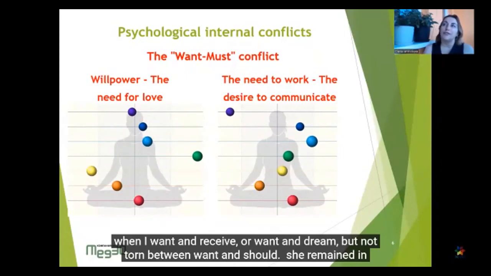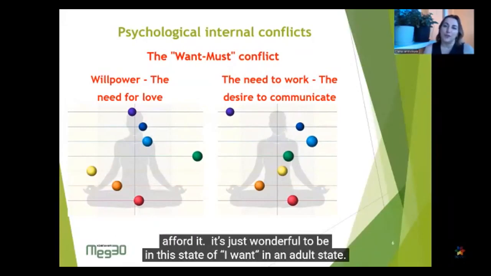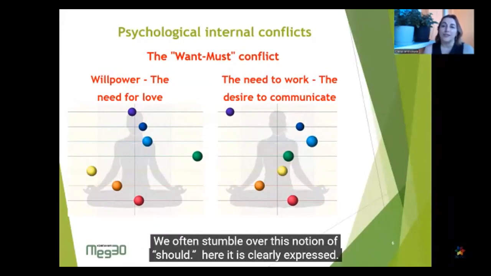Being torn between want and should. In childhood, when our parents were responsible for our lives, we could do whatever we wanted and afford it. It's wonderful to be in this state of "I want." But it's good to be in such a state when we are growing up. Later we often stumble upon this notion of "we should do something, we must do."